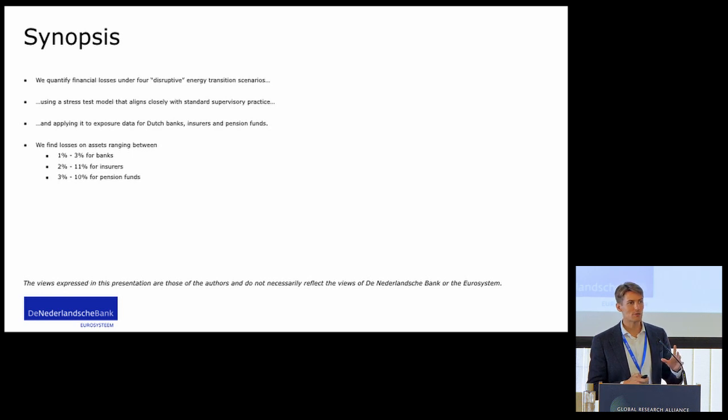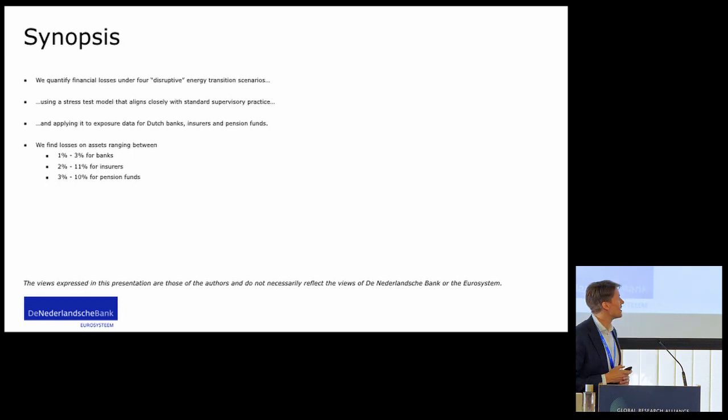And what's nice is we were able to apply the stress test to pretty granular data for the whole Dutch financial system, meaning banks, insurers, and pension funds. And maybe just to give you a hint at the results. So we calculated losses on the asset side of these banks, insurers, and pension funds. It's about 1 to 3% for banks, 2 to 11 for insurers, and 3 to 10 for pension funds.